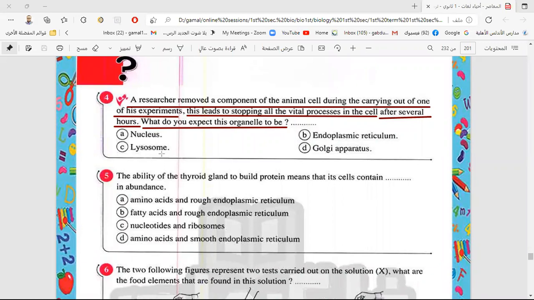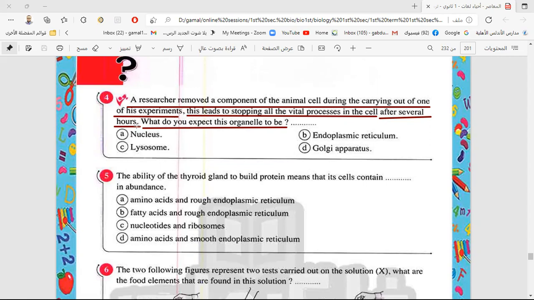Which organelle is most likely to be the most important organelle in the cell? Maybe let's go B, endoplasmic reticulum. Which organelle is the most important in the cell? If it is removed, all the vital activities and all vital processes stop in the cell. Which organelle controls all vital activities?